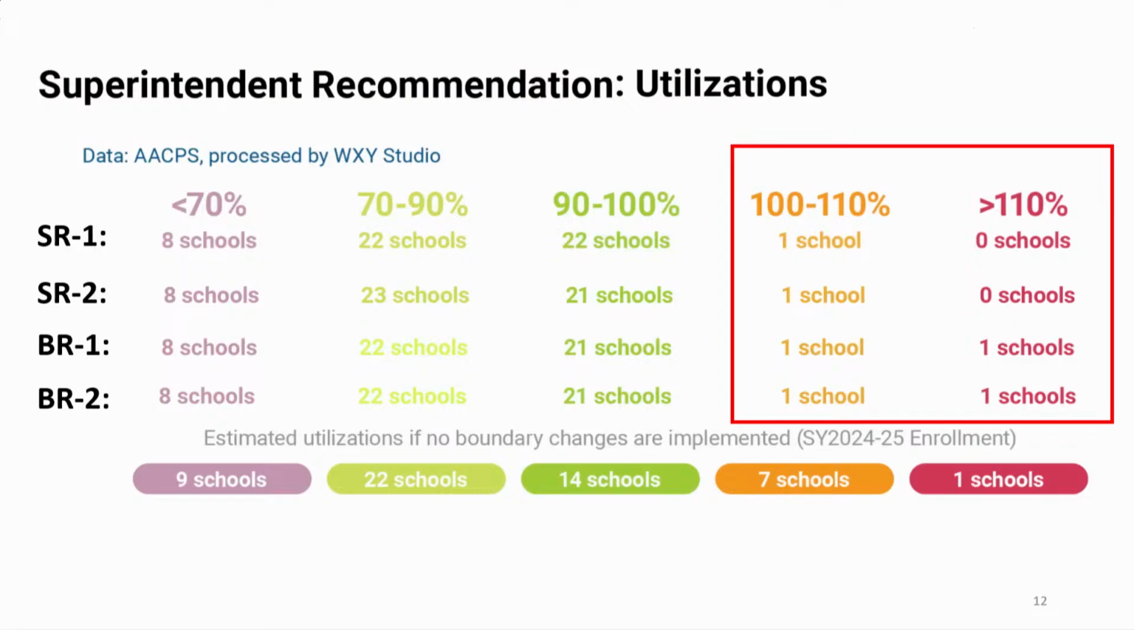In looking at the 4 redistricting recommendations, SR1, SR2, BR1, and BR2, the estimated utilizations have similar distribution. There are 8 schools that would be under 70% utilization, 22 to 23 schools within the 70 to 90% utilization, 21 to 22 schools within the 90 to 100% range, 1 school at the 100 to 110 range, and 0 schools over 110% for SR1 and SR2, and 1 school over 110% for BR1 and BR2. If no boundary changes are implemented, 7 schools will remain over 100% of the state rated capacity, and 1 will be over 110% of the state rated capacity.